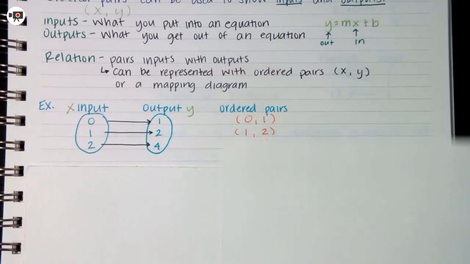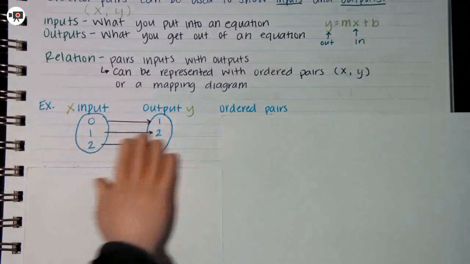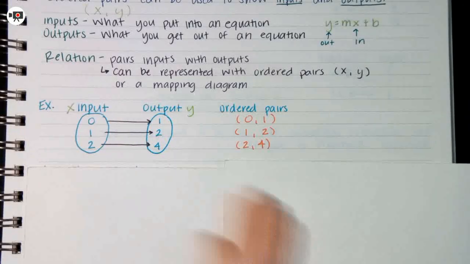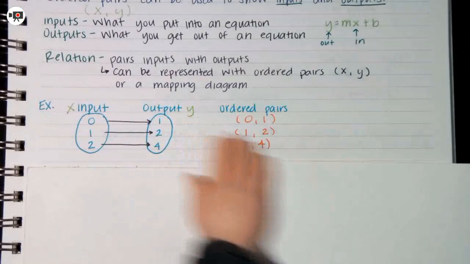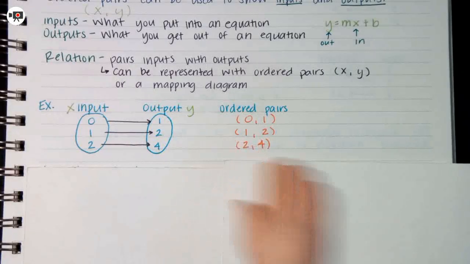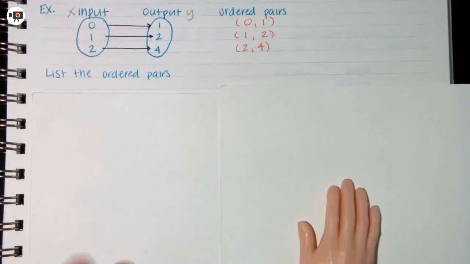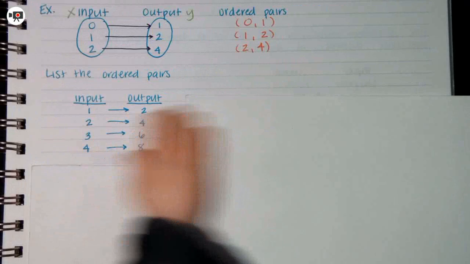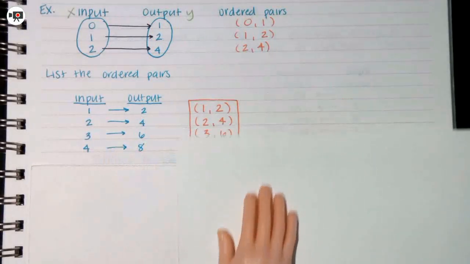So here I have a relation shown in a mapping diagram where 0 goes to 1, 1 to 2, and 2 to 4. And I can rewrite those as ordered pairs, taking the inputs in the x position, outputs in the y position, to get the ordered pairs (0, 1), (1, 2), and (2, 4). So we're going to list the ordered pairs here. So for this one, I would have (1, 2), (2, 4), (3, 6), and (4, 8).